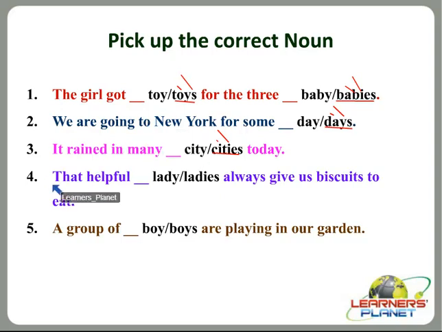Next, that helpful dash, lady or ladies, always gives us biscuits to eat. That means one. That shows one and not more than one. That helpful lady always gives us biscuits to eat.